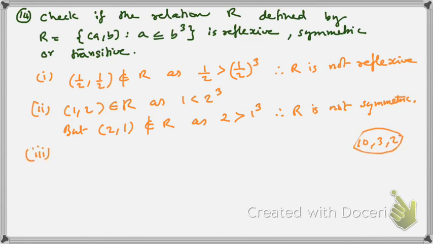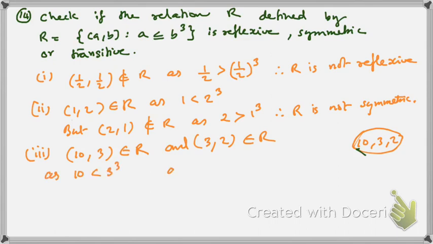Now for transitivity, here we use the triplet 10, 3, 2. Look at that, 10, 3, 2. Earlier we used 5, 3, 2. Now we use 10, 3, 2. So we'll make two pairs. (10, 3) belongs to R, A goes to B. And (3, 2) belongs to R, B goes to C. Now I'm going to check if A directly goes to C.